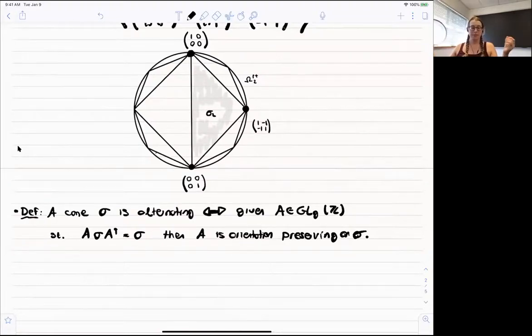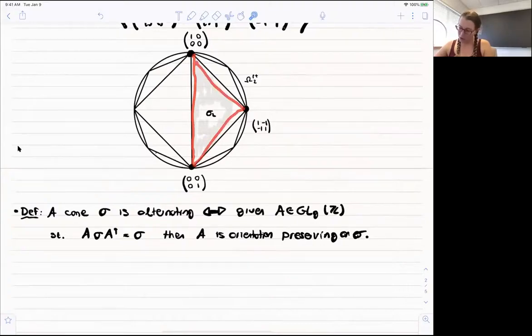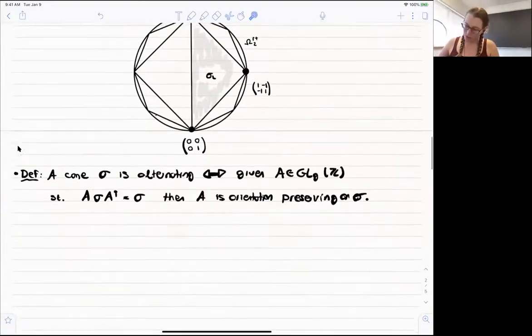And as a map of manifolds with boundary, that map induced by the matrix A has to be orientation preserving on sigma. And we call such cones alternating. So as an example, I claim, and I'll let you think about it for a second before I spoil the answer, that the cone that we just created, the principal cone that I'm coloring in red, is not alternating. Namely, you can find an element of GL2Z that's going to induce an orientation reversing automorphism of this cone. So I'll leave you to think about that for a minute while I introduce the definition.